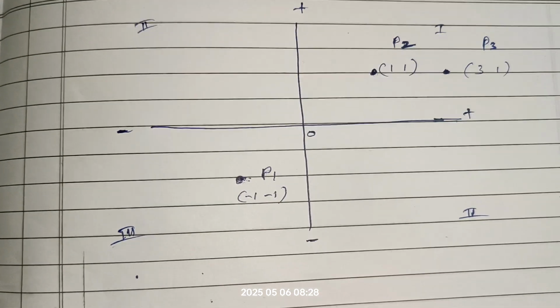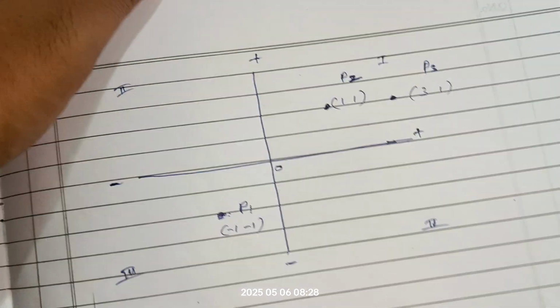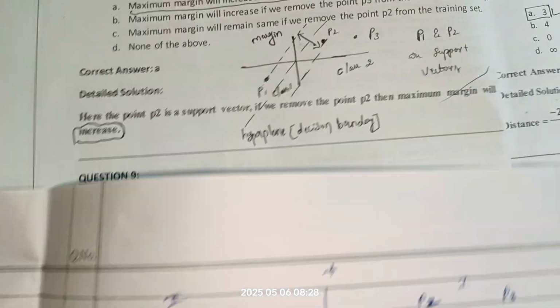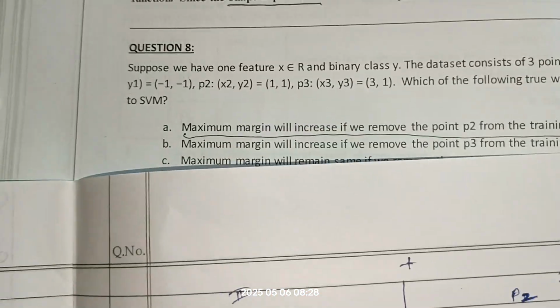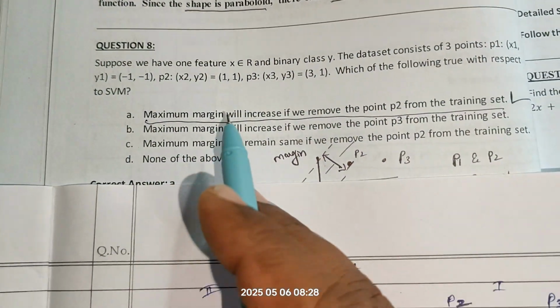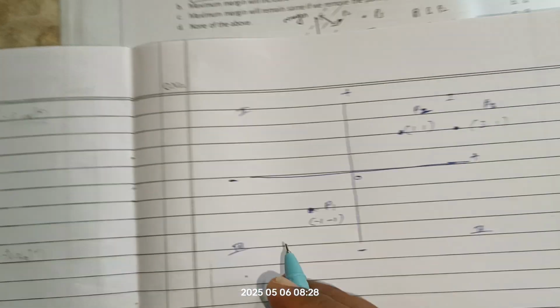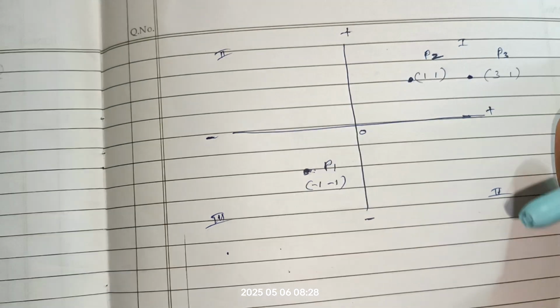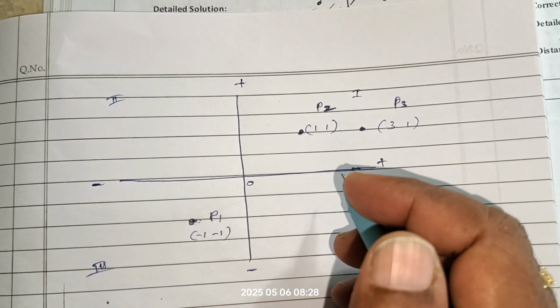Next, what is the question here? Which of the following is true with respect to support vector machine? So if we consider the first one, maximum margin will increase if we remove the point P2 from the training set. First of all we should draw the maximum margin. How to draw the maximum margin?